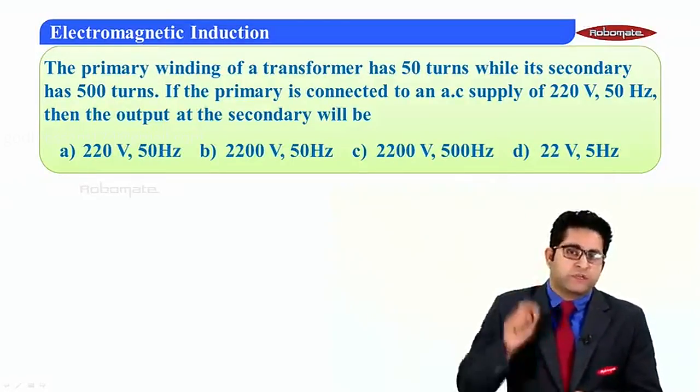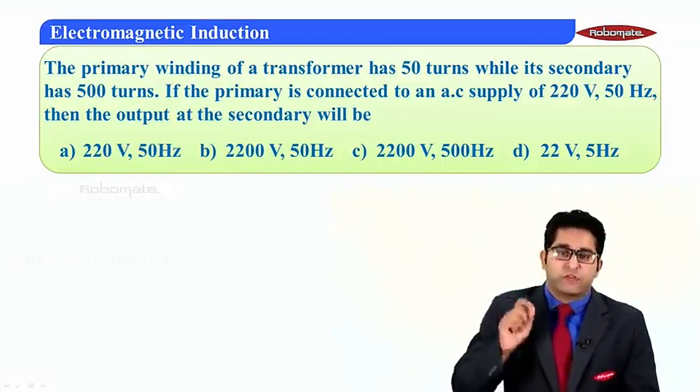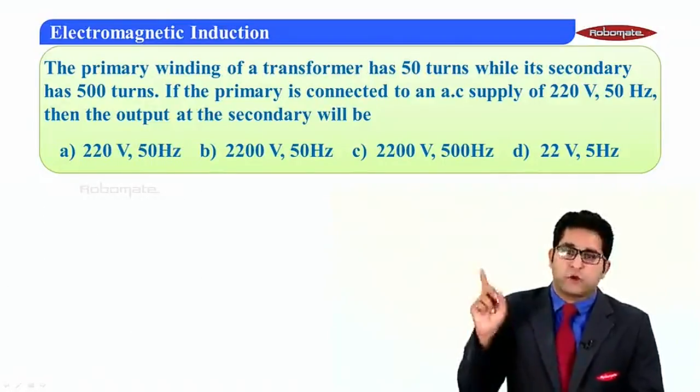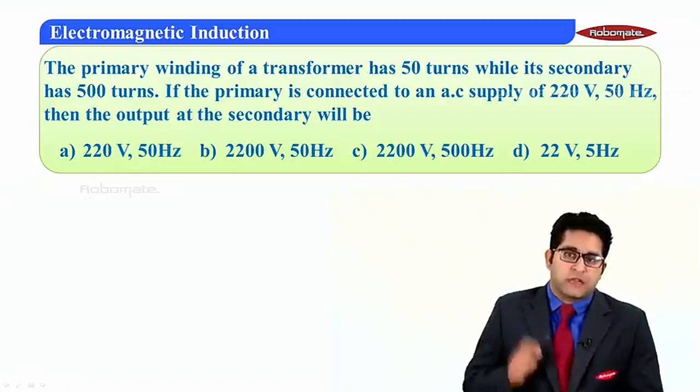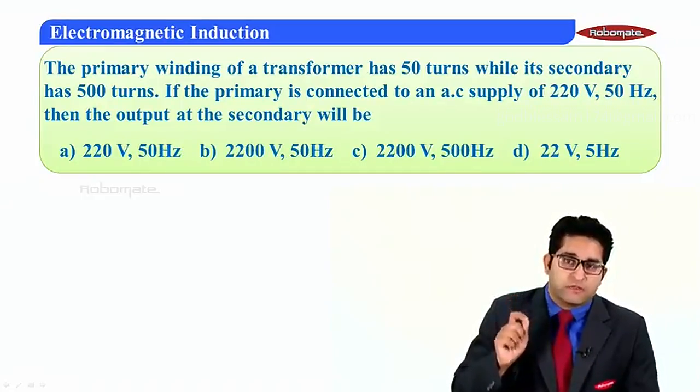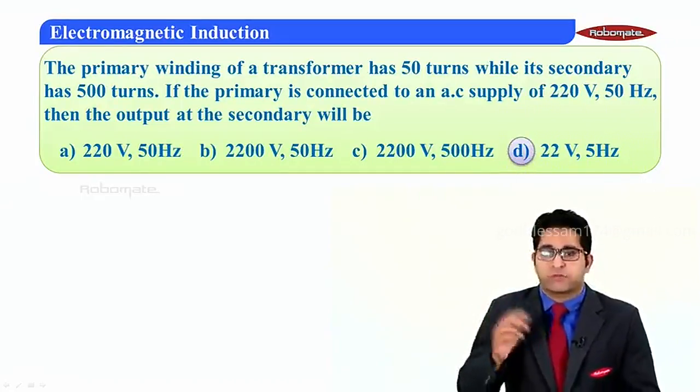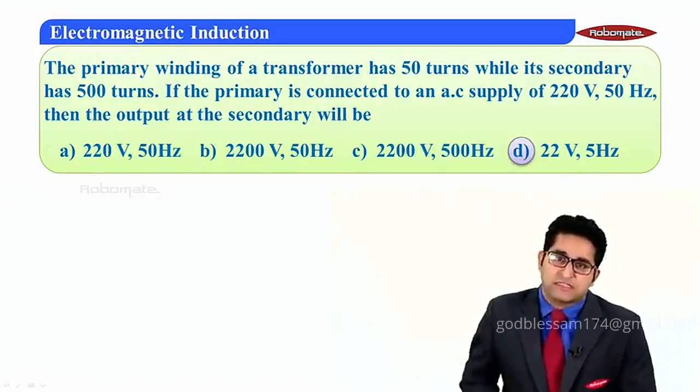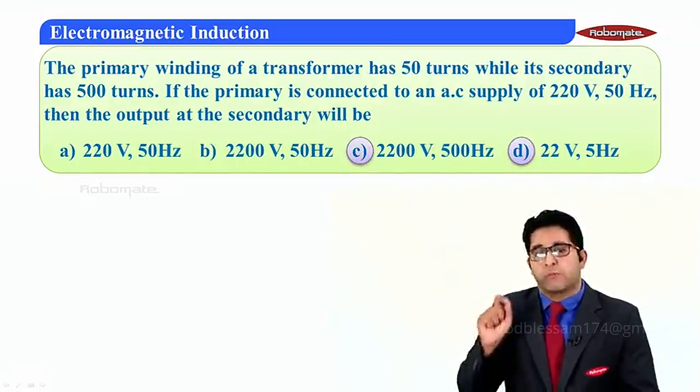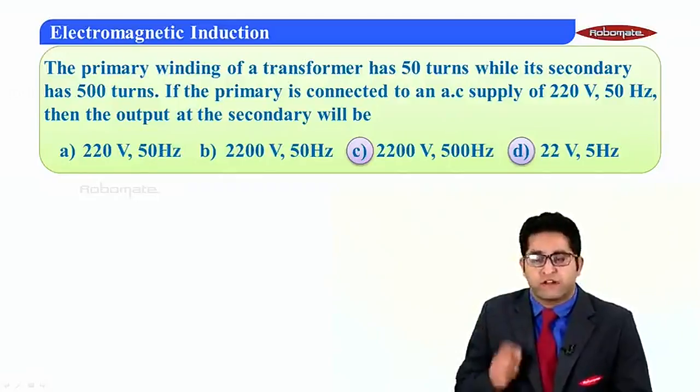Now see carefully the given question. It says the frequency of input voltage is 50 hertz. Now see the options carefully. In option D, we have the frequency of voltage as 5 hertz, so I can say option D is incorrect. In a similar sense, option C is also incorrect because the frequency over there is 500 hertz.